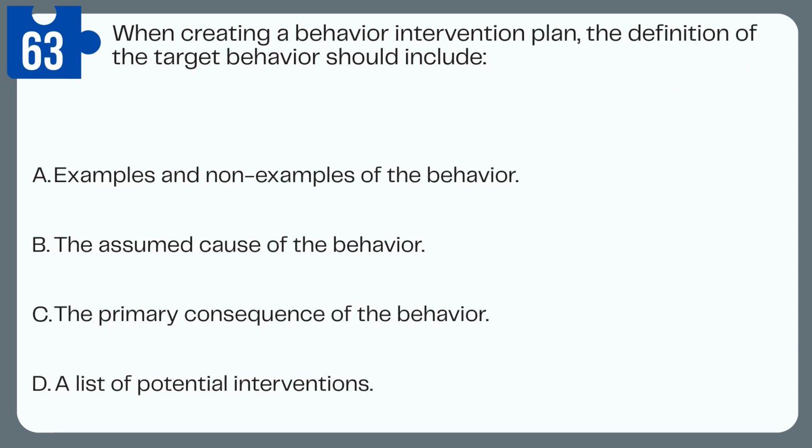Question 63. When creating a behavior intervention plan, the definition of the target behavior should include A. Examples and non-examples of the behavior. B. The assumed cause of the behavior. C. The primary consequence of the behavior. D. A list of potential interventions.